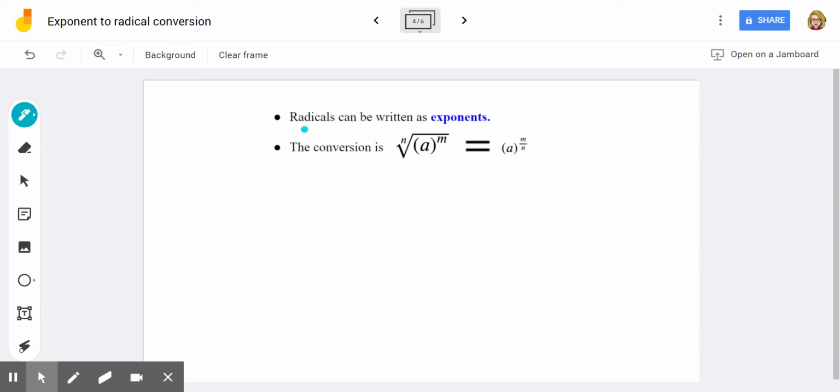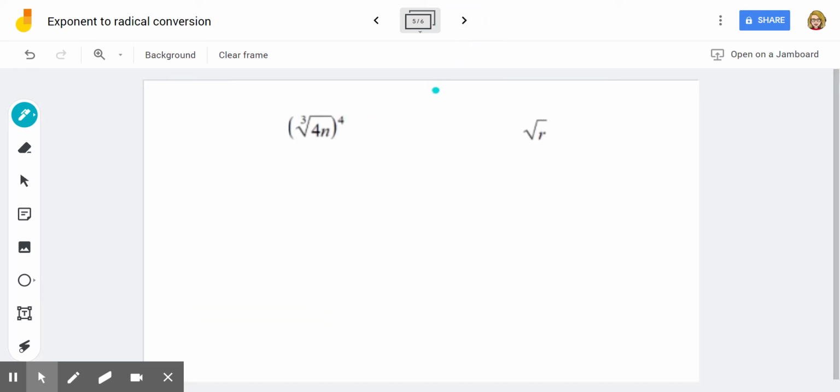Okay, we can also go backwards. So radicals can be written as exponents. So the conversion is the same, just going the opposite direction. So the conversion is the nth root of a to the m power equals a to the m over n. So we're going to write this, except we're not doing radicals. So let's write it as an exponent.